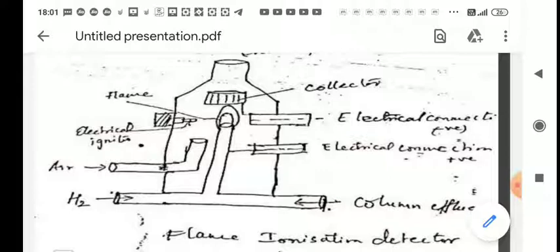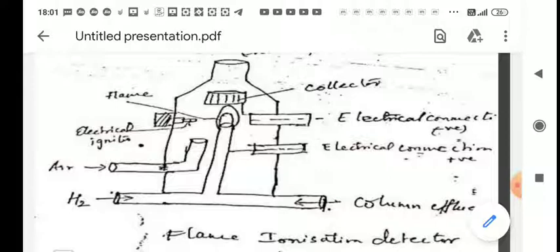You will get a peak in the current value when a compound comes in, and once it is gone, until the next compound comes, you will get a baseline. When the next compound comes, you will get a second peak, a third peak, and so on. Okay, so this is a flame ionization detector. It's a very popular and very useful detector.